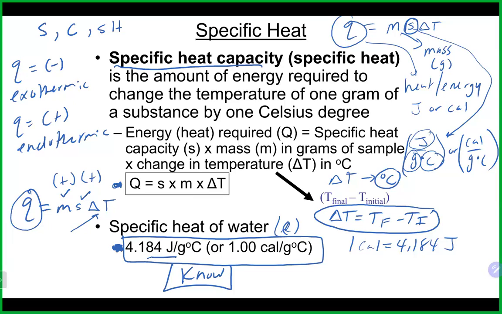Also, the larger the specific heat capacity, the more energy is required to change 1 gram of that substance by 1 degree Celsius. And the smaller the specific heat capacity, the less energy is needed to see a bigger temperature change in that 1 gram, per degree Celsius.